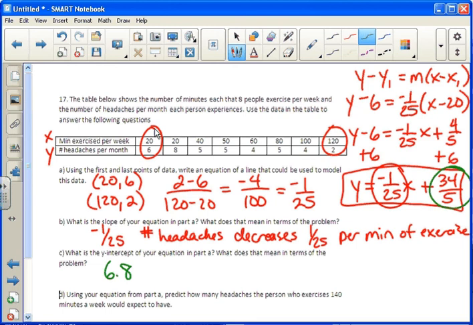So the number of headaches when you exercise 0 minutes, or when you don't exercise.